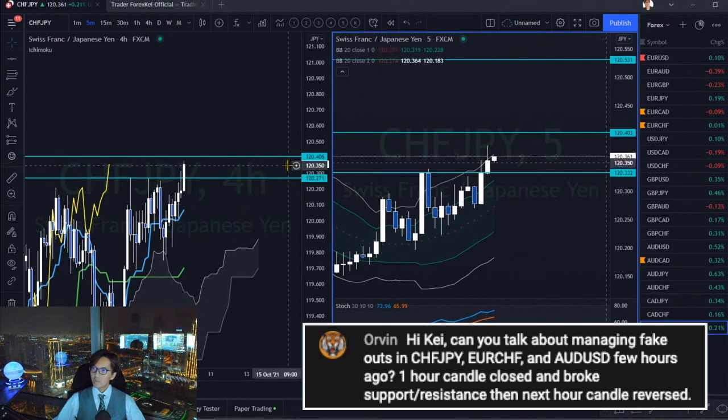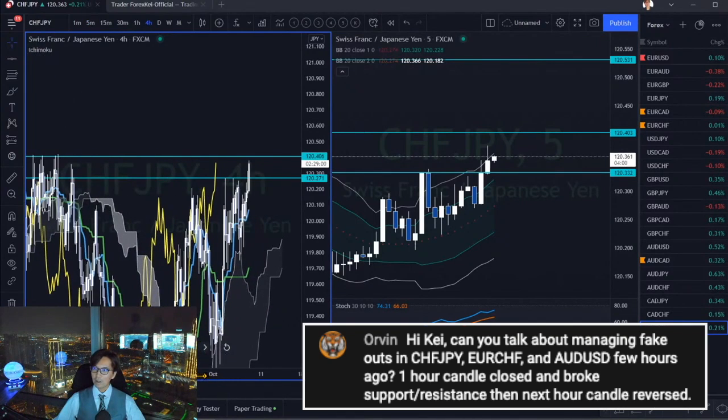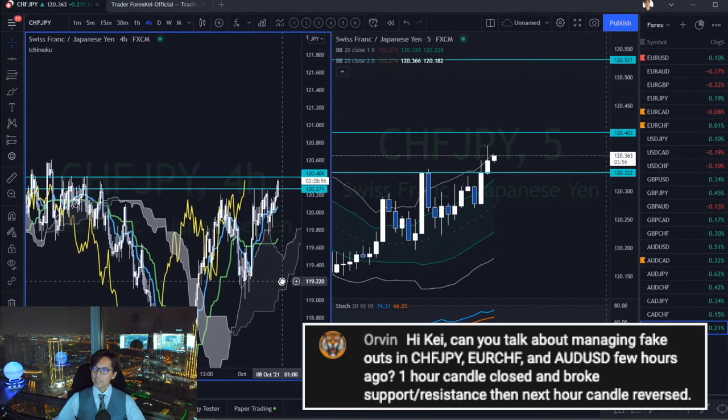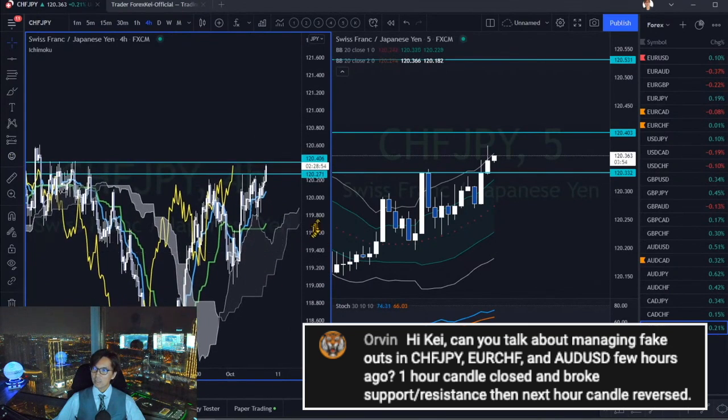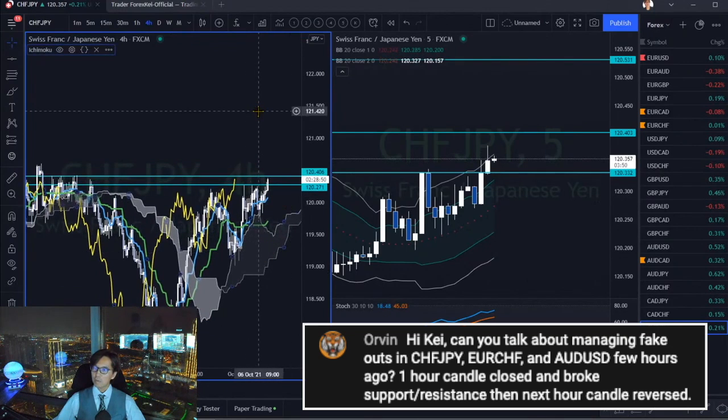And since the previous resistance level in the 4 hour chart is kind of close, 120.40, I would hold in this case. I don't think I will buy, I would hold. I would prefer to hold. This is just based on my experience, but yeah, I would prefer to hold.